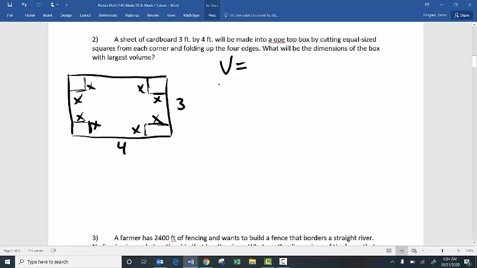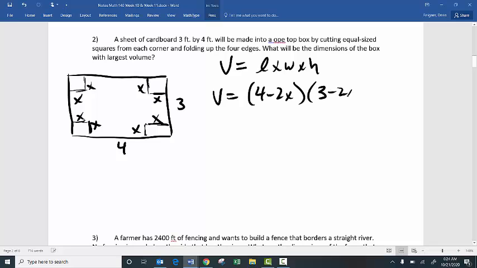So once again, the volume of this box is length times width times height. So now we got to put in some formulas. The length isn't going to be 4 anymore. It's actually going to be 4 minus 2x, because you're going to cut a little square out. The width was 3, but now the width isn't going to be 3 anymore. It's going to be 3 minus 2x. And then the height, when you fold these sides up here to make a box, your height is actually going to be x.